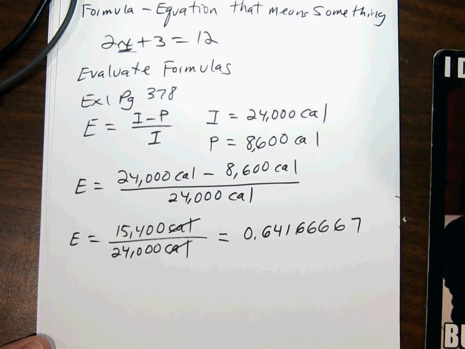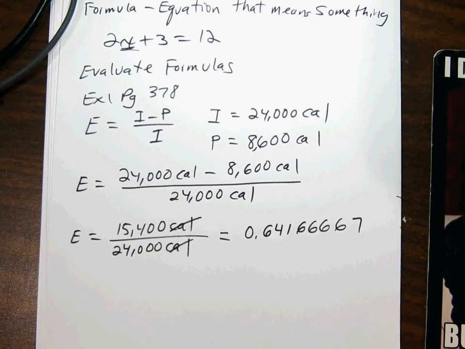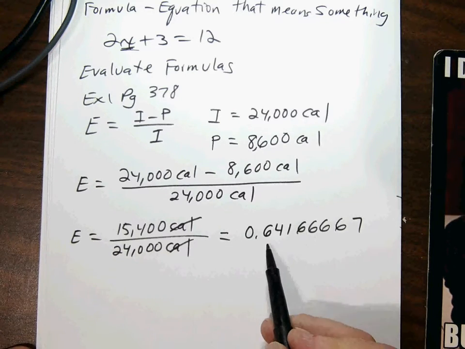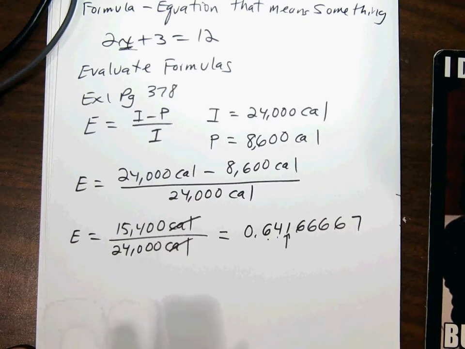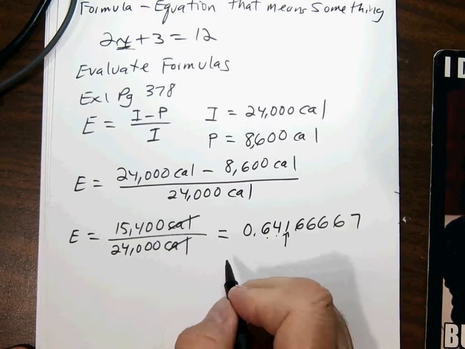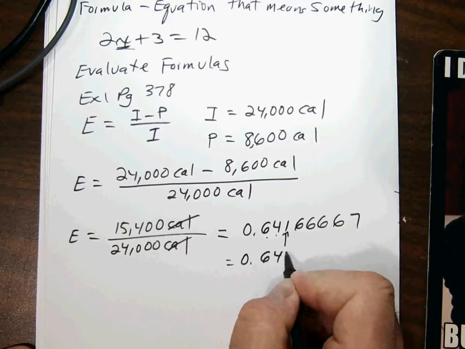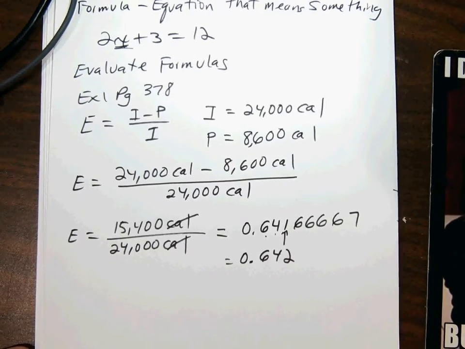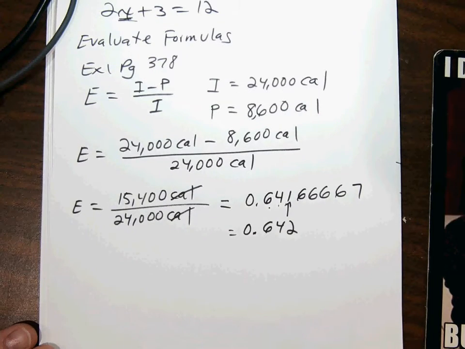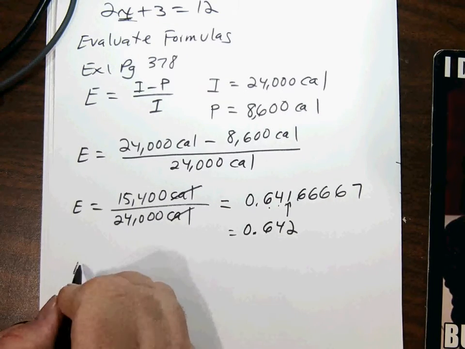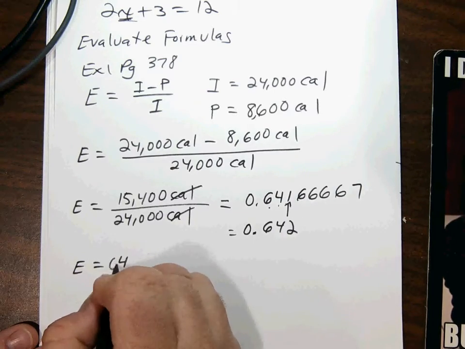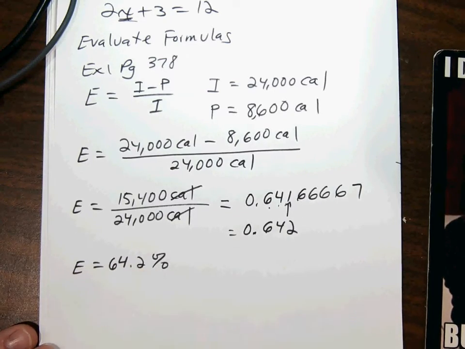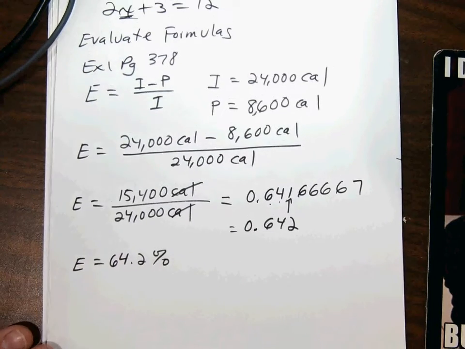That's a repeating 6. Now the instructions, I don't think I read that, say round to the nearest thousandth. So tenths, hundredths, thousandths. We're going to round right there to that position. So I look to the right, it's 5 or greater, so I'm going to call that 0.642. That's the efficiency of my engine. Now, efficiencies are almost always reported as a percentage. So how do I turn that decimal to a percent? It would be 64.2%.